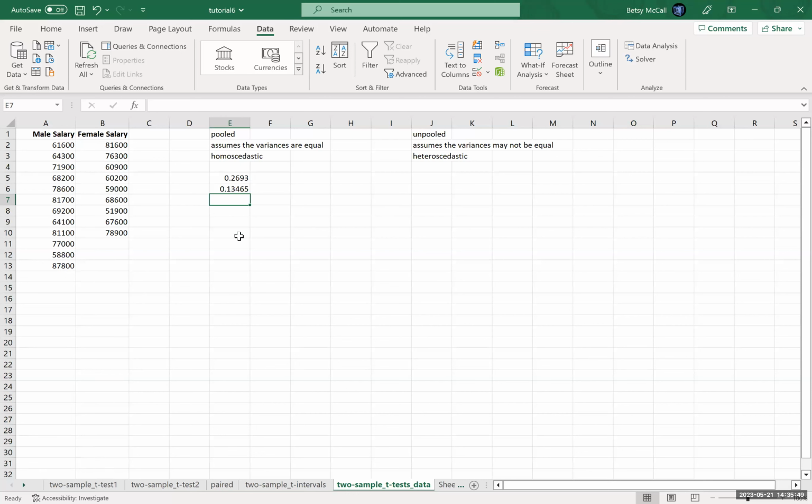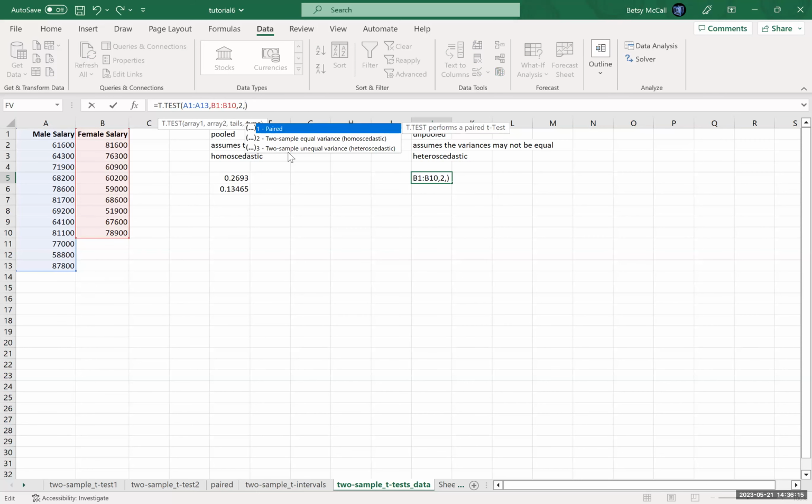Okay, so that's the pooled case. Now, what we would expect from the unpooled case is that they would be very similar, but not necessarily identical. In the unpooled case, again, we're assuming the variances are not equal. And so I'm actually just going to type this out, and then I'm just going to change some things. So the two-tailed test, it's the same data that we're using in both of these cases. What's going to change is the type. The unequal variance is type 3.